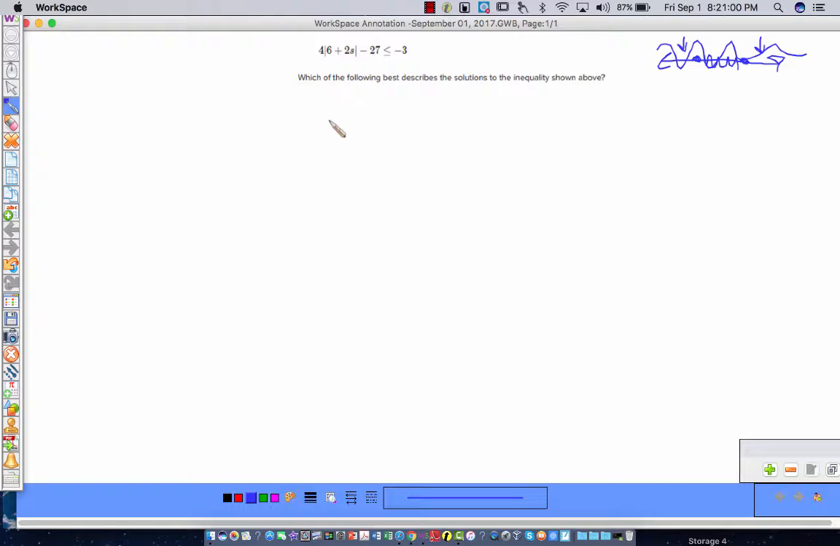There are a lot of different ways to do it, but I like this way because I think it makes sense. For a second, let's just pretend this is not an inequality and think of it as a regular equation. So I'm going to rewrite it as 4 times the absolute value of 6 plus 2s, minus 27 equals -3, instead of less than or equal to. The reason I want to do that is to find these two points, and then I can do a real quick test to see where the solutions are.